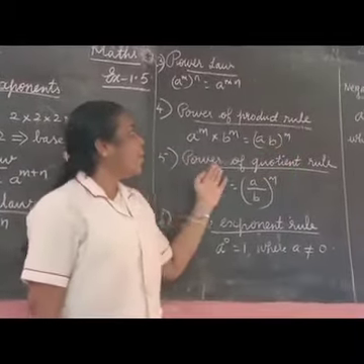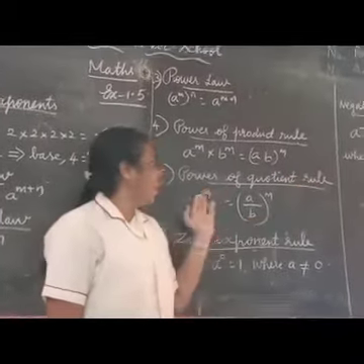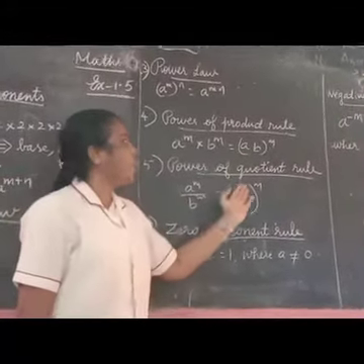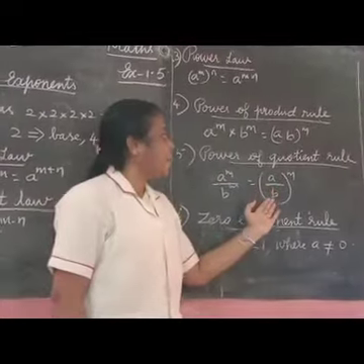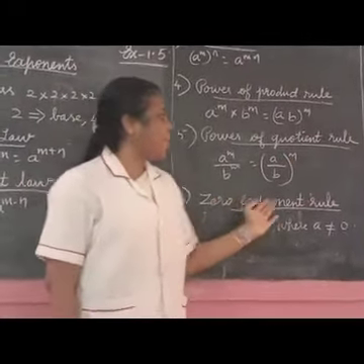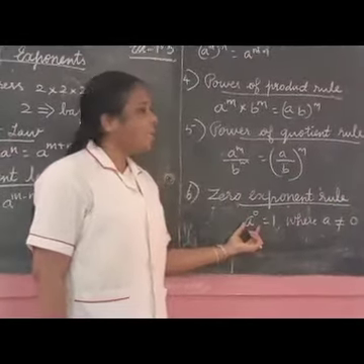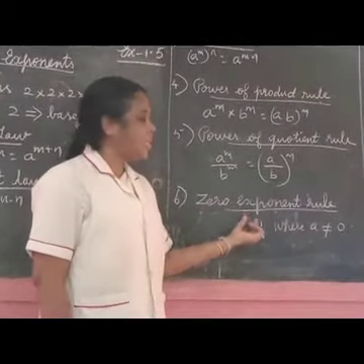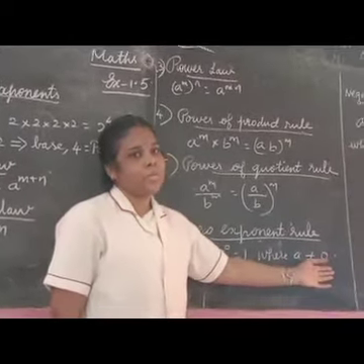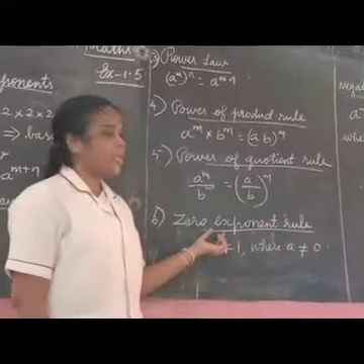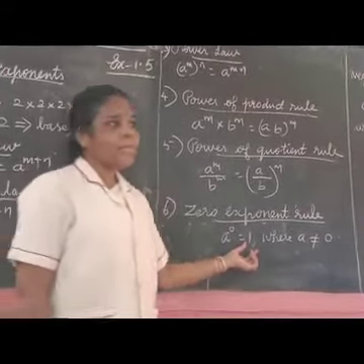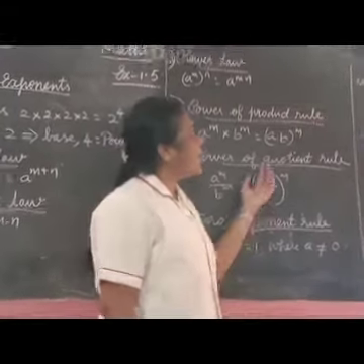Okay. Then power of the quotient rule. A power m by b power m. That means you have to divide a by b the whole power m. Then zero exponent rule. Any base raised to 0 is equal to 1, where a is not equal to 0. So if any base is raised to 0, a power 0, you can straight away say it's equal to 1. Next one.